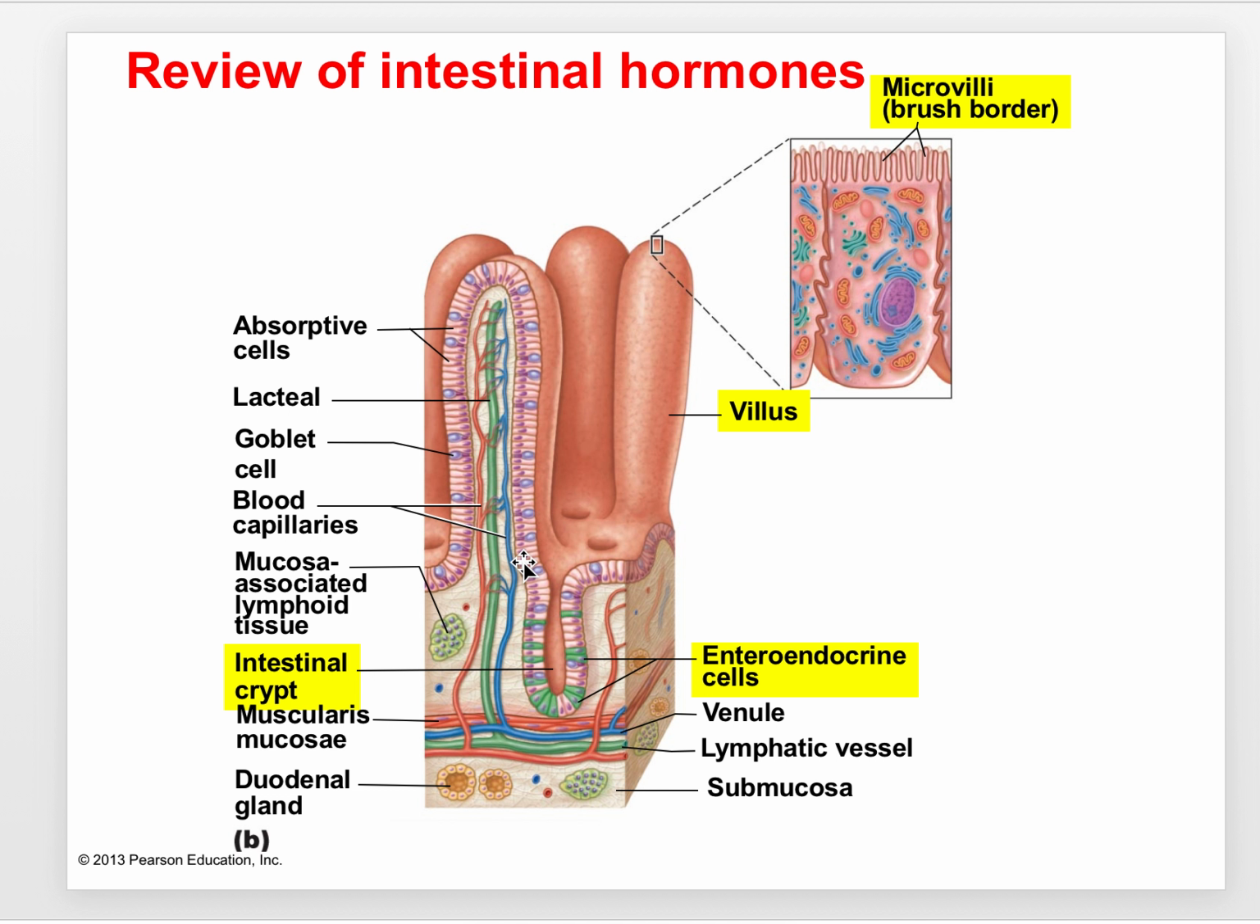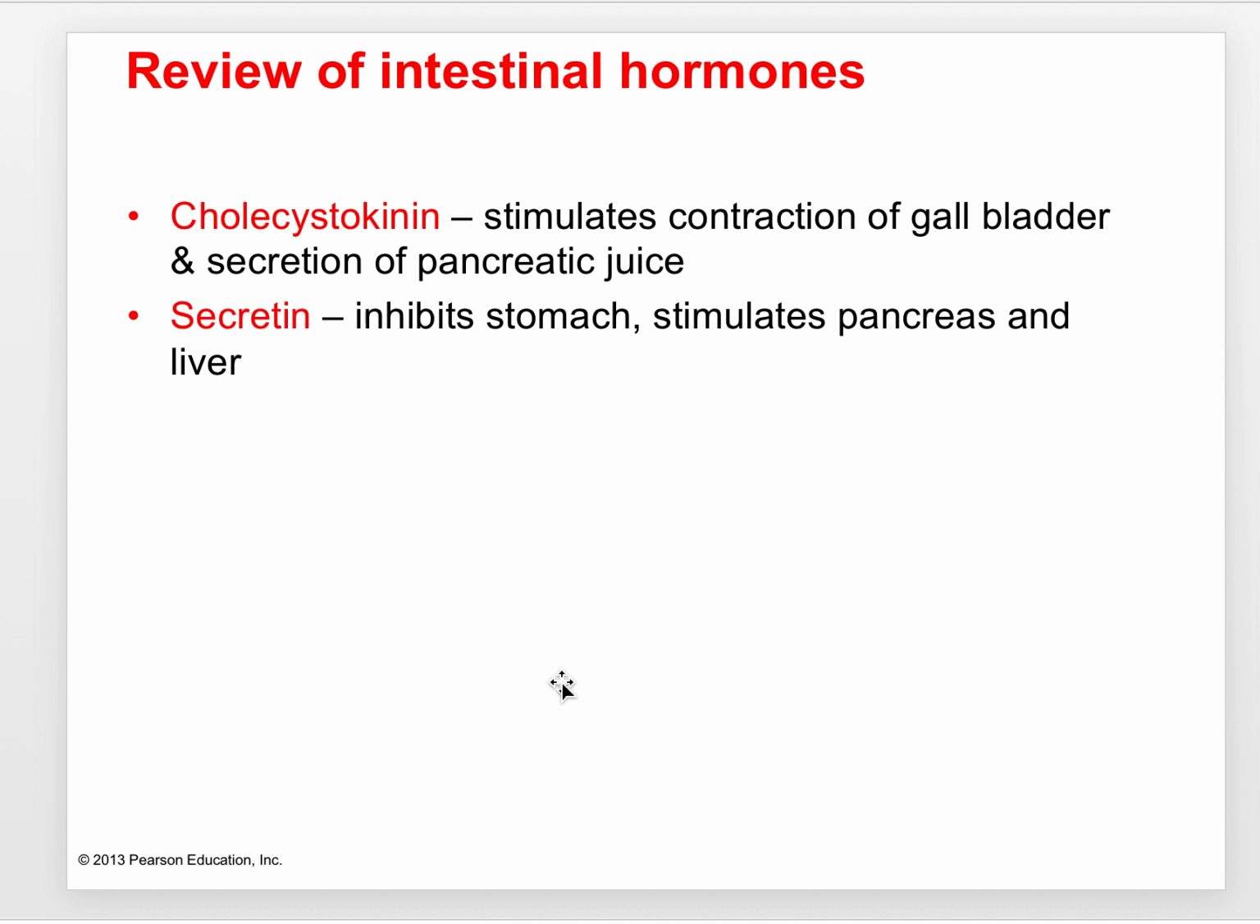We'll review the intestinal hormones. Remember, we studied the intestines on the last lecture. We studied the intestinal crypts, which are basically these deep pits where glands are producing hormones that release into the lumen of the GI tract. There's cholecystokinin, which stimulates the contraction of the gallbladder and secretion of the pancreatic juice. Secretin inhibits the stomach and stimulates the pancreas and liver.